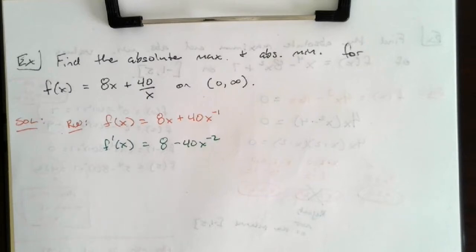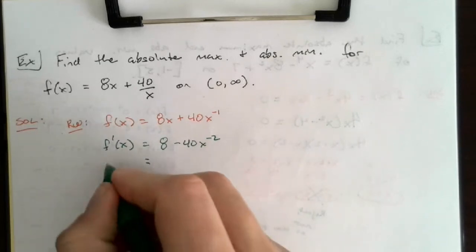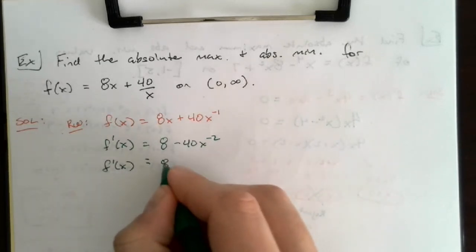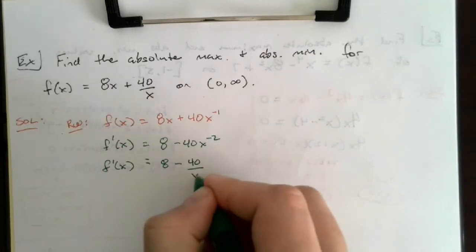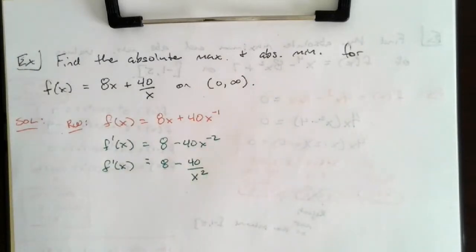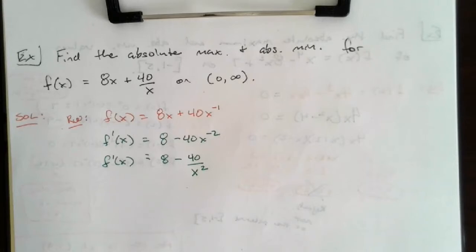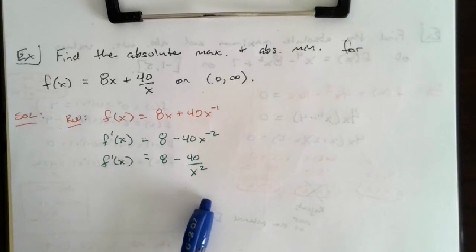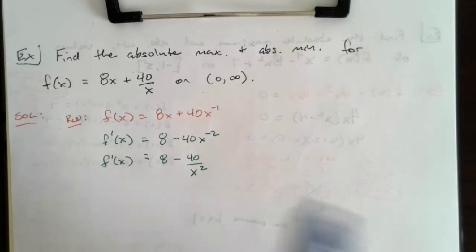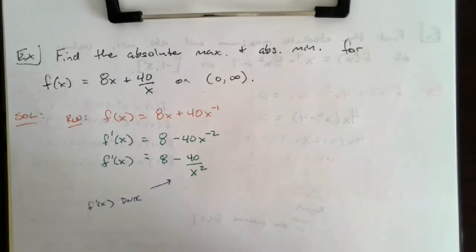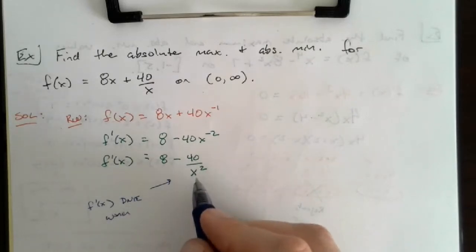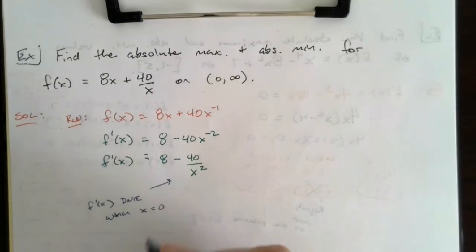Let me simplify this first derivative first, right? So we really have f prime of x is equal to 8 minus 40 over, when negative 2 moves the variable down to the bottom, make the exponent positive. So you have 8 minus 40 over x squared. So remember, we want to talk about where this either doesn't exist, or where it is equal to 0. Well, we know that f prime of x does not exist when what? Well, this can't be 0 in the denominator, so when x equals 0.